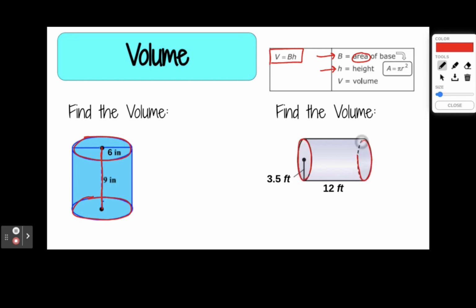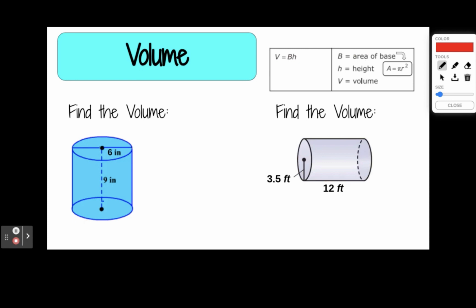Now over on the right hand side, we can see that the bases are those circles. They're across from each other. And because it's laying on its side, the height would be that bottom part, which is the 12 feet. Because imagine that standing up and down like a pop can, the 12 feet would be the height. And then the big V just stands for volume. So we're going to use this formula in order to find the volume. All right, let's give this a try.